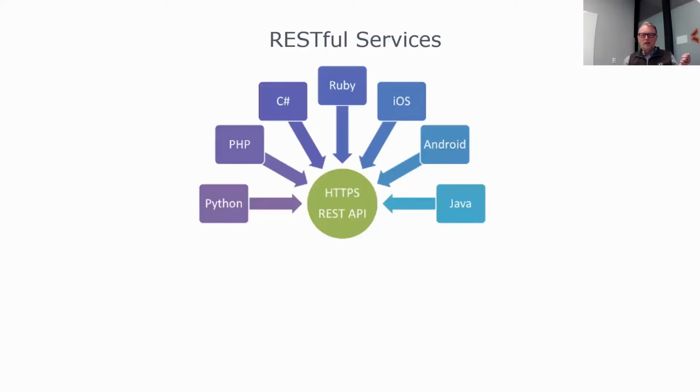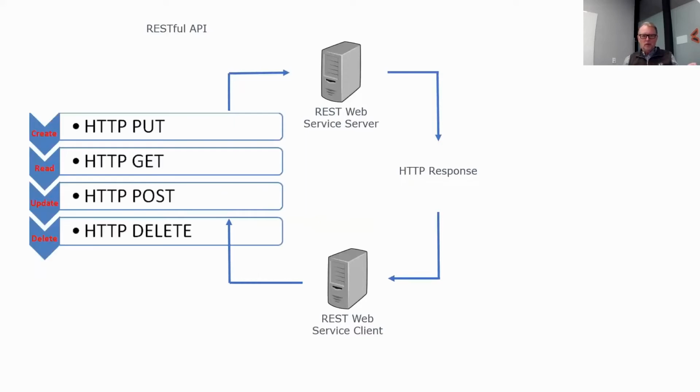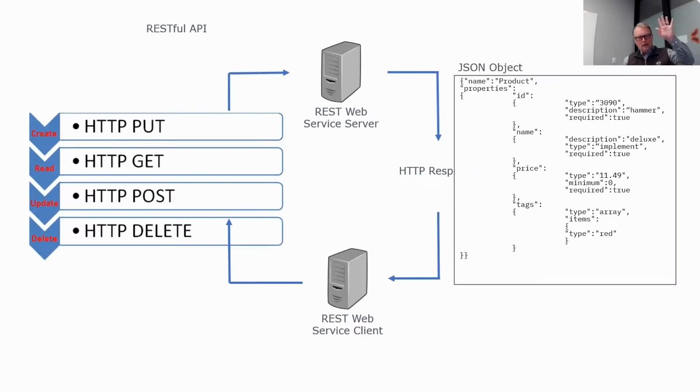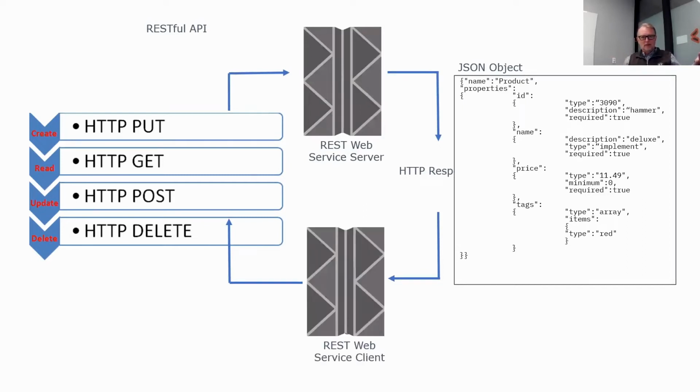You might be surprised to know that RESTful services are available as part of CICS and z/OS directly, natively. They're used all the time. For those of you that don't know what REST is, you probably see it all the time in a web service. Put, get, post, delete. You know, it's passing a JSON object, which is just a data element with name value pairs. But the REST web server can be a mainframe. The server client can be a mainframe. So all of this work can be done directly on mainframes. It's a modern interface to mainframe.